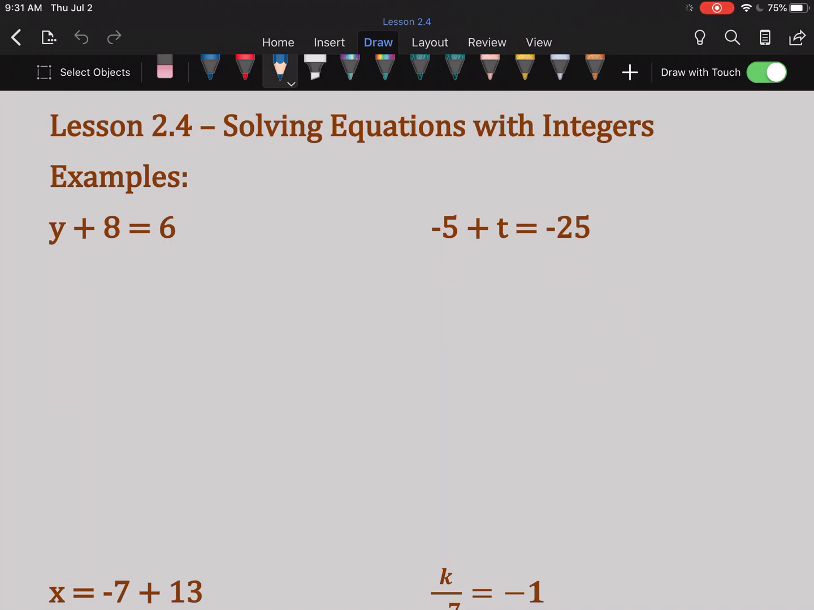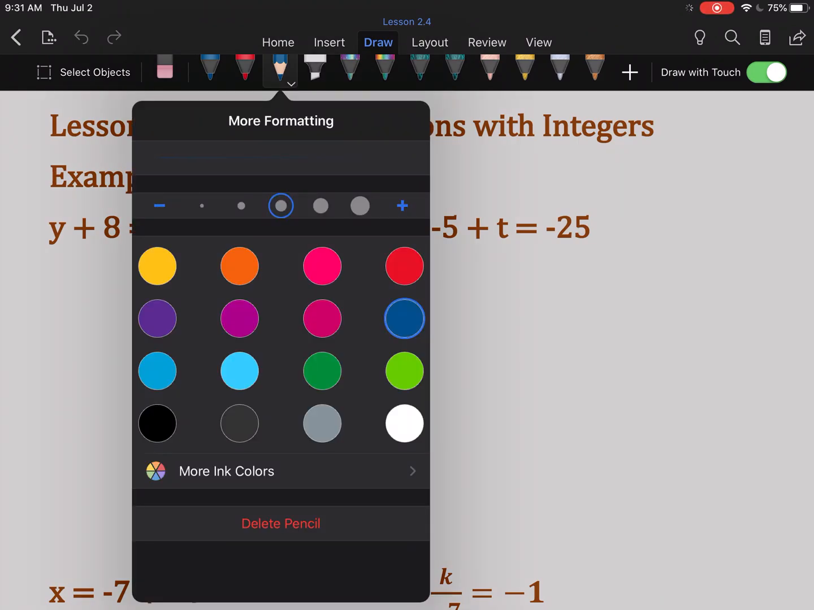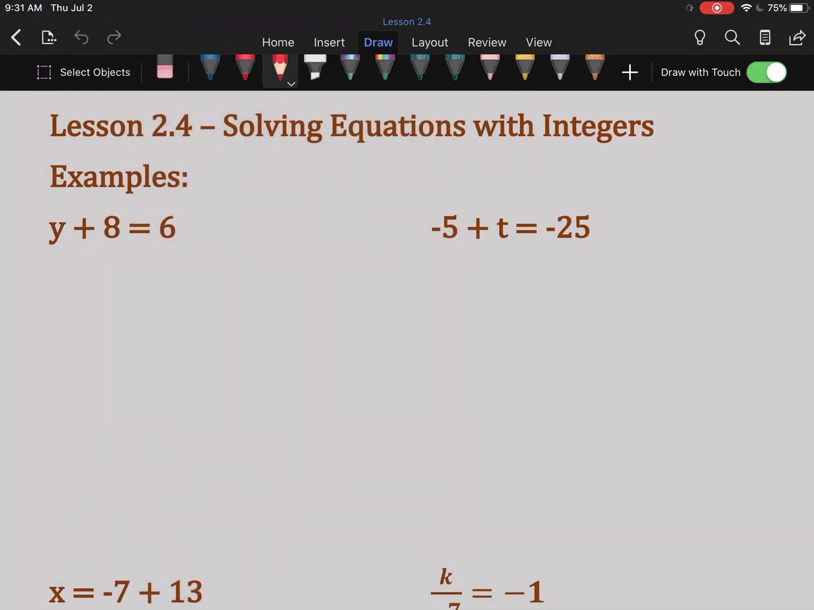Now we're going to take our skills with integers and apply them to solving equations that have integers in them. So that could mean there are integers, there are negative numbers in the equation itself. That could mean we're going to get negative numbers as answers. We could have some problems here where we just get a normal number. That's fine.